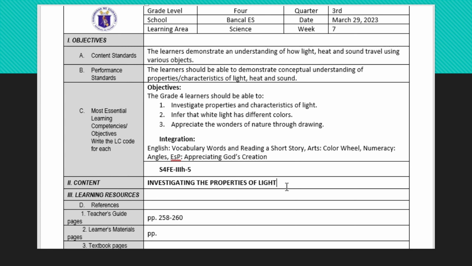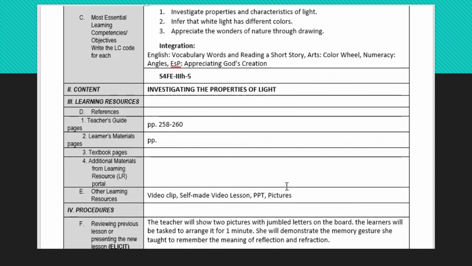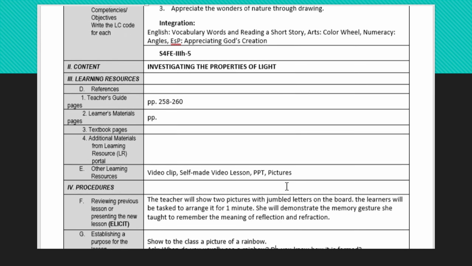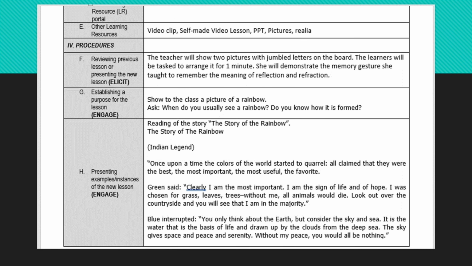In this part, we just write our specific lesson for that day. For me, that is investigating the properties of light. And that is the content. For the third part of the lesson plan, we have the learning resources, which is divided into the references and the other learning resources part. And then lastly, we have other learning resources, which include the video clip.